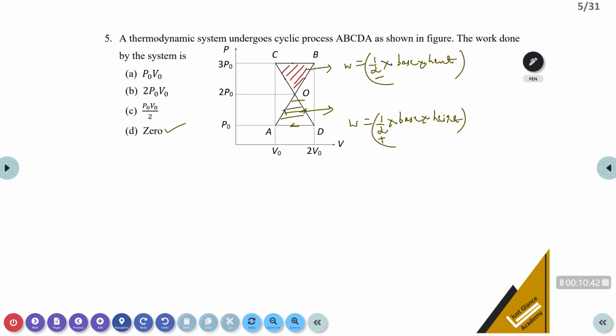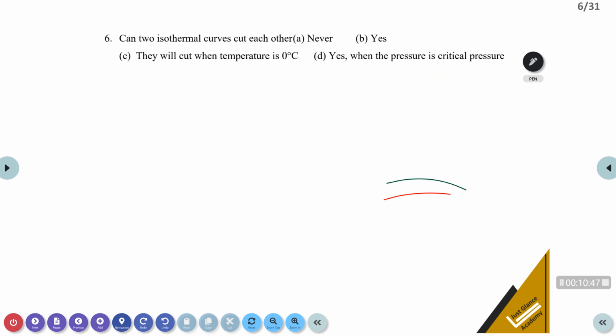Okay. Now, next question. Can two isothermal curves intersect each other? Do the curves cut each other? Never. Option C says they will cut when temperature is in degrees Celsius. Yes, when temperature is at the critical value. No. Here they never intersect, just like electric lines of force. Similar question: will any two electric lines of force or magnetic lines of force intersect? No, they will not intersect.